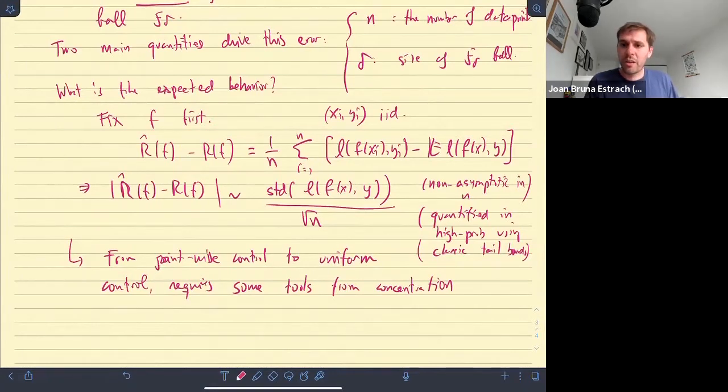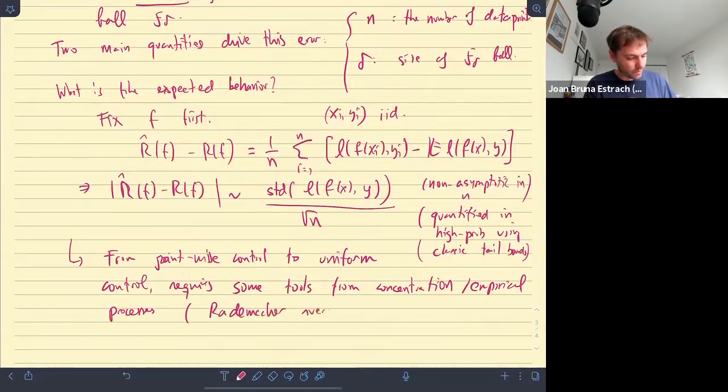And I don't remember if there's a lecture that we dedicate to these things. It's in the article, and of course, there are very classical references if you're interested in going in that direction, from concentration, and then of course empirical processes. So just to give you some words, you can think about Rademacher averages, or the VC dimension, these things that maybe Sebastian described in the beginning.